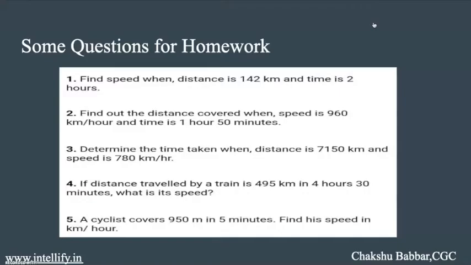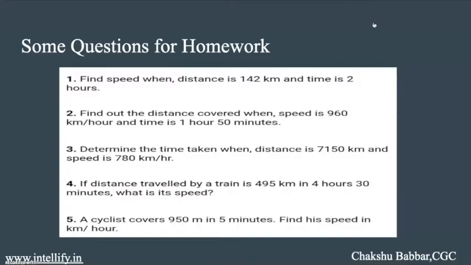Fourth question. If the distance traveled by a train is 495 kilometers in 4 hours 30 minutes, what is its speed? We know that 4 hours 30 minutes is 4.5 hours. So we will apply the formula of speed, which is distance divided by time. So our answer will be 495 divided by 4.5, which is 110. So our answer will be 110 kilometers per hour.